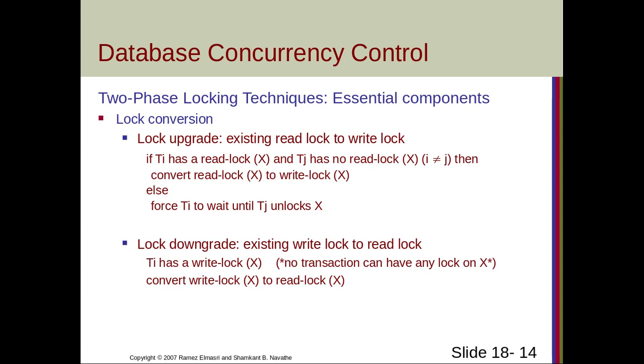And suppose that if you want to have a write lock on it, you can upgrade this read lock to a write lock. The condition is you should acquire the read lock and no other transaction is using that read lock. In that case, you can upgrade that read lock to a write lock. Otherwise, force Ti to wait until Tj unlocks it. Suppose that some other transaction is using that read lock, then we have to wait for the other transaction to unlock X so that you can use it.